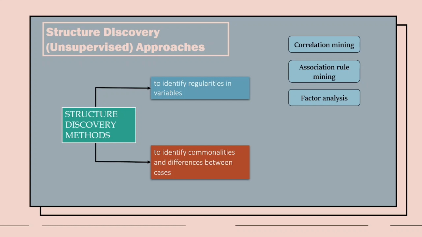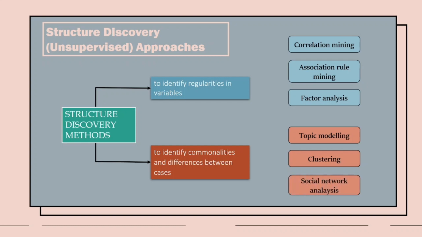To identify commonalities and differences between cases, we have topic modeling, a form of text mining that is used to represent the underlying structure across a corpus of documents. Clustering is commonly used to identify cases that consistently have similar values to each other across multiple variables. And the last one, social network analysis, is a technique that looks for regularities not in the attributes of the cases themselves but in the relationships between them.